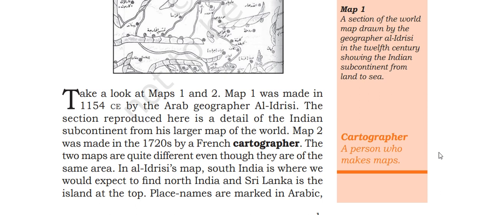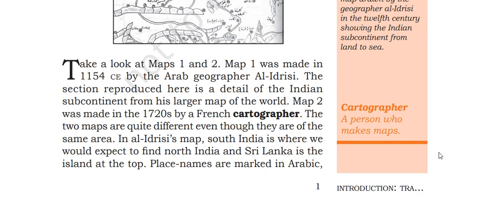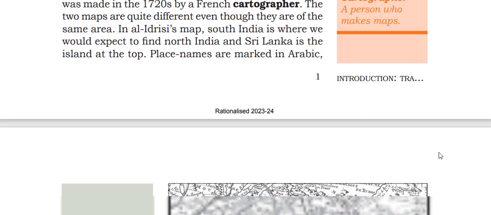Map 2 was made in 1720 by a French cartographer. The two maps are quite different even though they are of the same area. In the Al-Idrisi map, South India is where we would expect to find North India, and Sri Lanka is the island at the top. Place names are marked in Arabic.